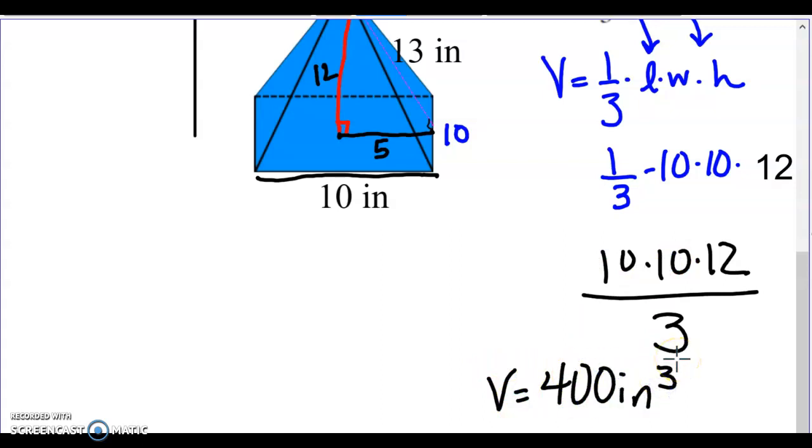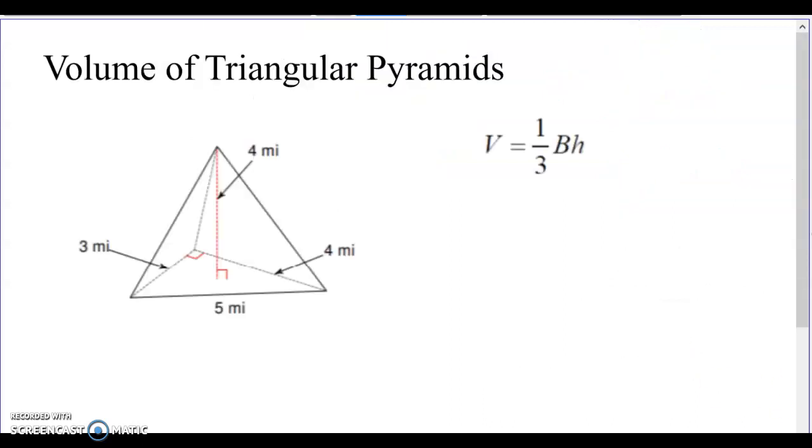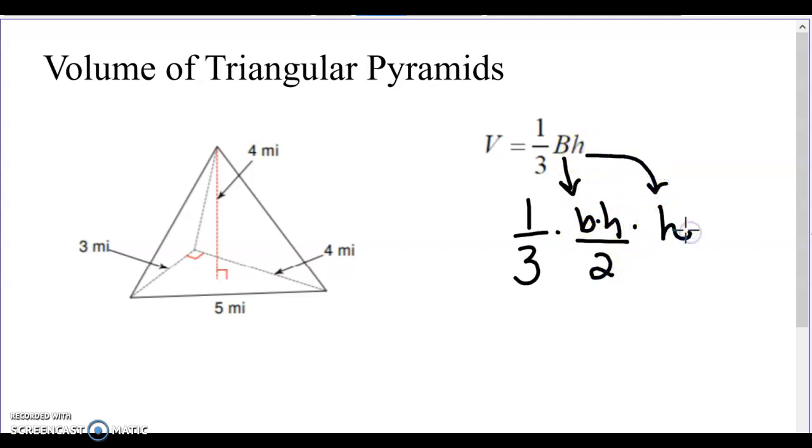All right, so my next example is a triangular pyramid. So the base of my pyramid is a triangle. So my formula will be 1/3. If the base is a triangle, the area formula for a triangle is base times height divided by 2. And then times the height of the whole pyramid. So sometimes kids get confused because there's 2 heights in there. So you just have to remember that this height came from the triangle. So it's the triangular base, if you will.